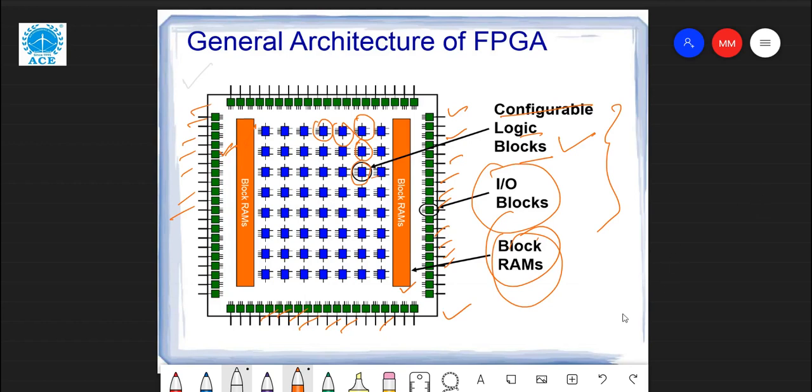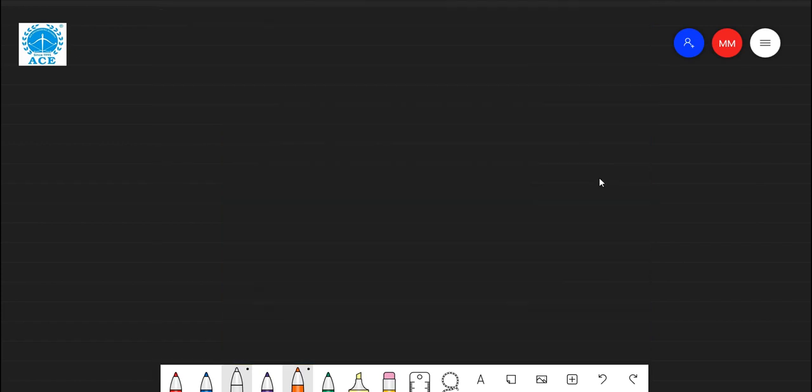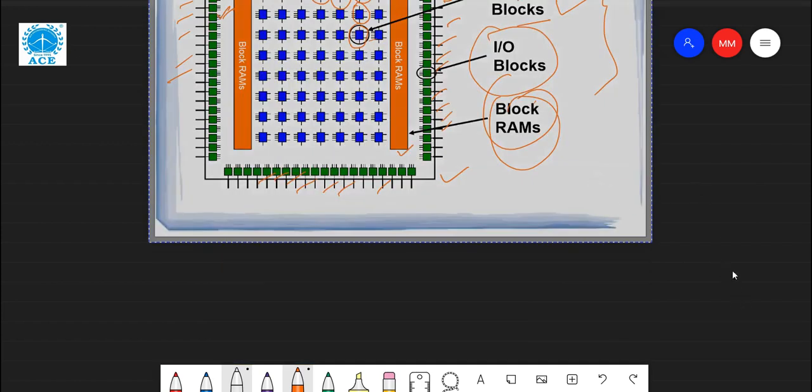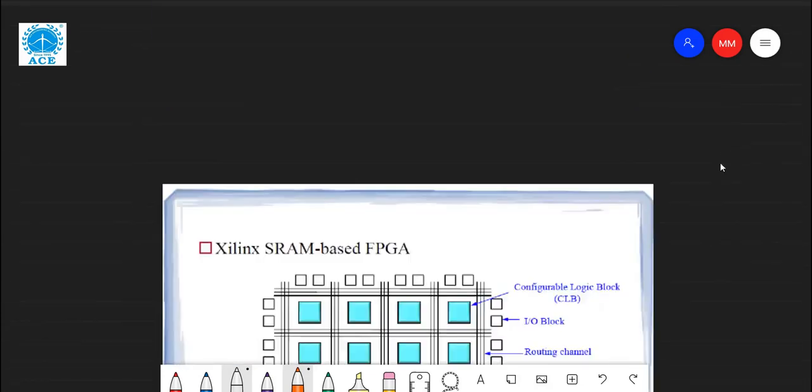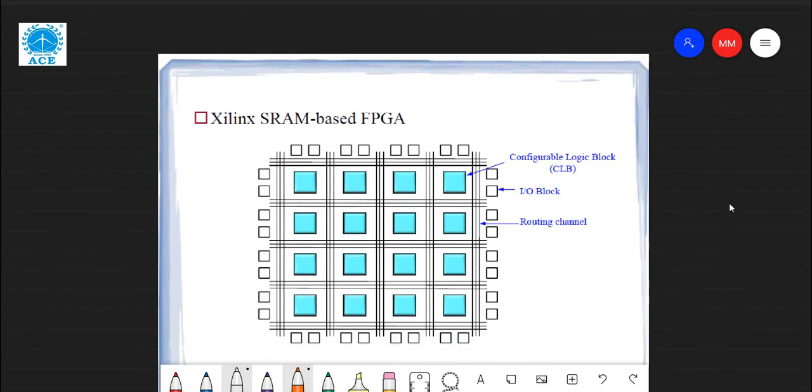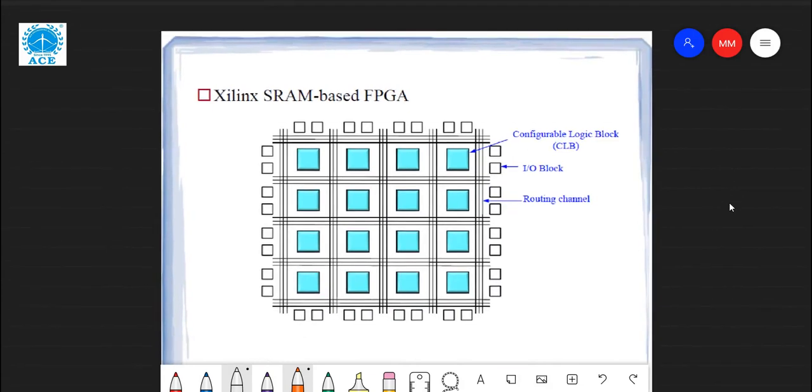So we will discuss the different techniques and methods. See this one, the SRAM based FPGA, the Xilinx SRAM cell based FPGA. These are the interconnecting wires which are routed, and these are input output blocks, and these are CLBs, or functional blocks, configurable logic blocks. So this is the SRAM based one.